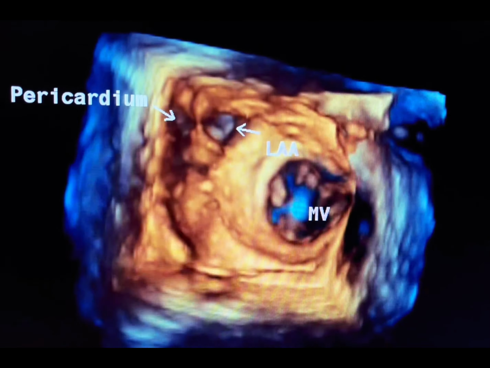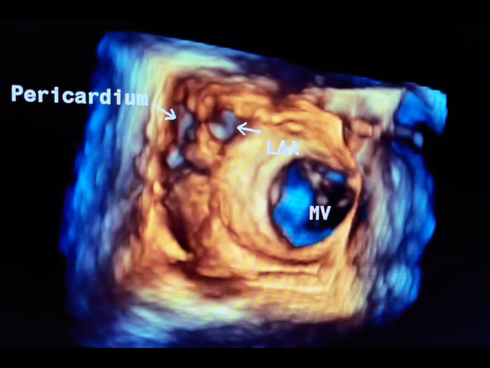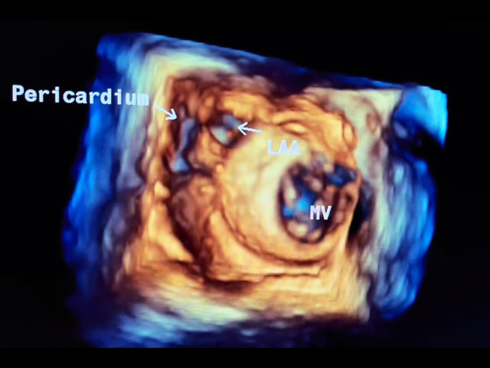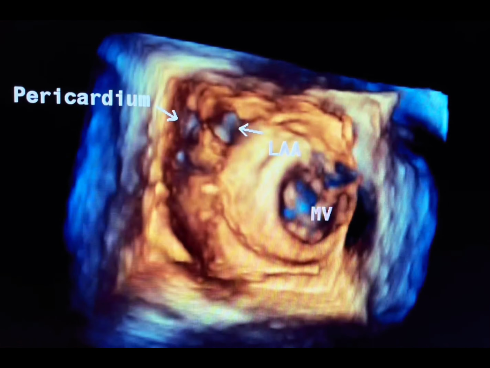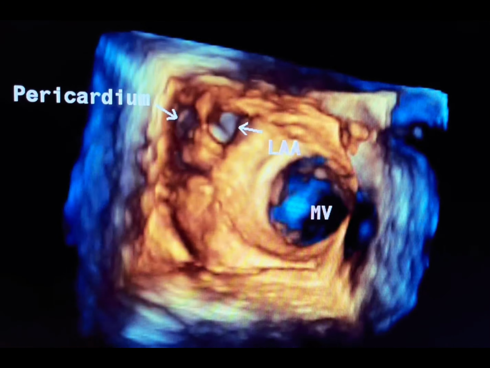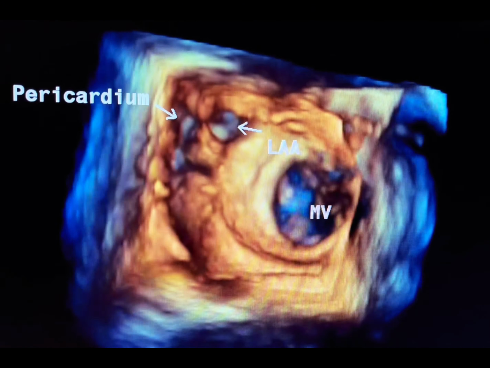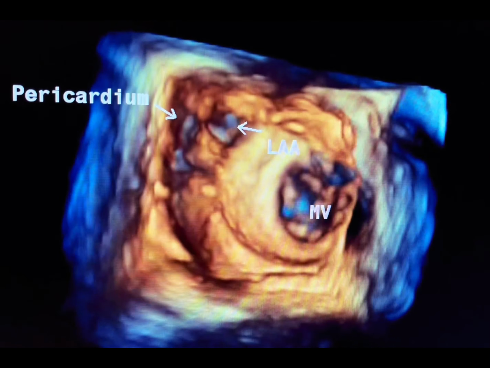This is the 3D view of the left atrium, where we are positioned posteriorly looking at the mitral valve and the LA appendage. As seen, the LA appendage is clean and a very thin wall separates it from the adjacent pericardium. This is why a fibrin clump in the pericardium might be mistaken for an LA appendage clot.